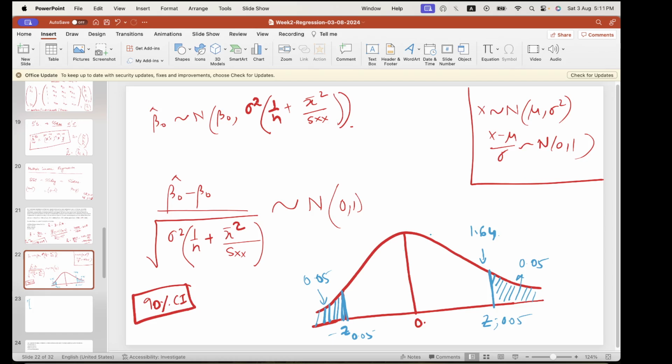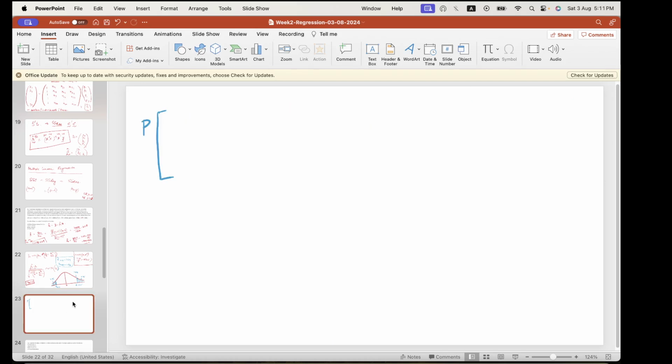If it is not given to you, you can safely assume that 1.64 is the number above which 5% of the area lies. These two figures you can just memorize: Z 0.05 is 1.64 and Z 0.025 is 1.96. These are usually the standard values that we consider. You can cross check it with the table or any software. So I can write that the probability of minus 1.64 less than or equal to the variable less than or equal to 1.64 is equal to 0.90.